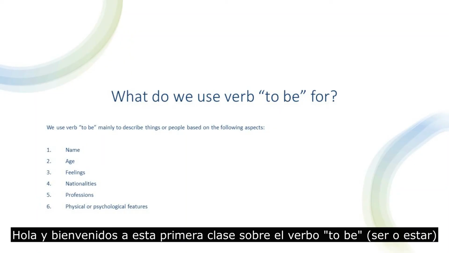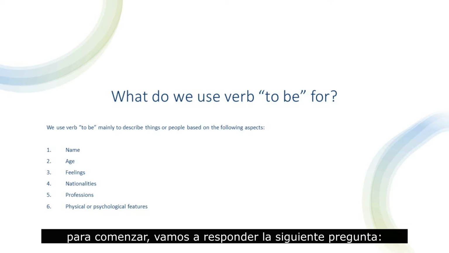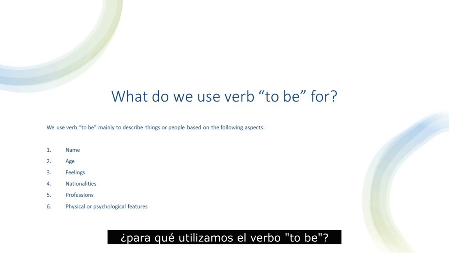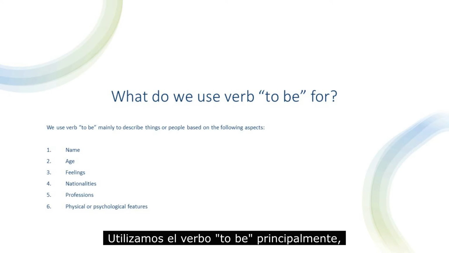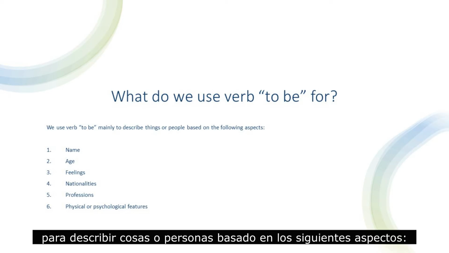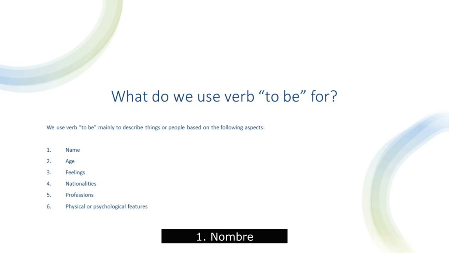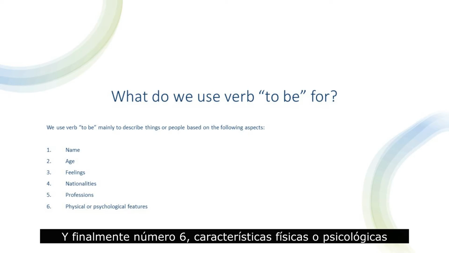And welcome to this very first class on verb to be. To start this off, we are going to answer the following question. What do we use verb to be for? Well, we use verb to be mainly to describe things or people based on the following aspects. Number 1, name. Number 2, age. Number 3, feelings. Number 4, nationalities. Number 5, professions. And number 6, and finally, physical or psychological features.